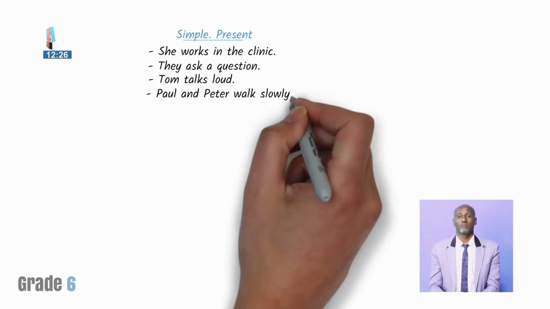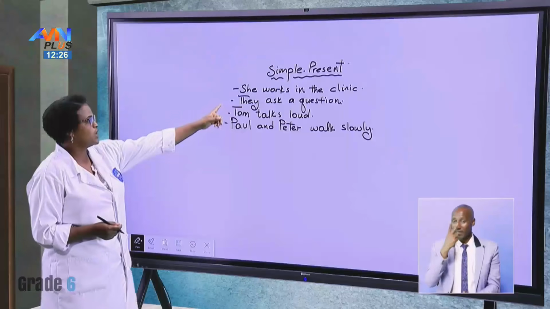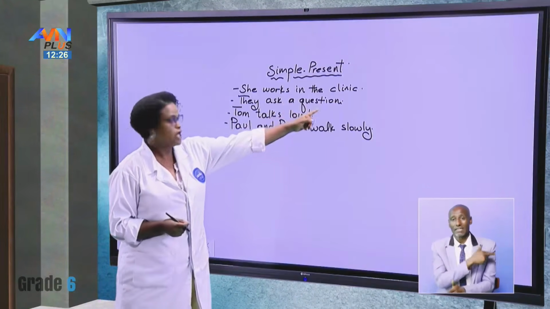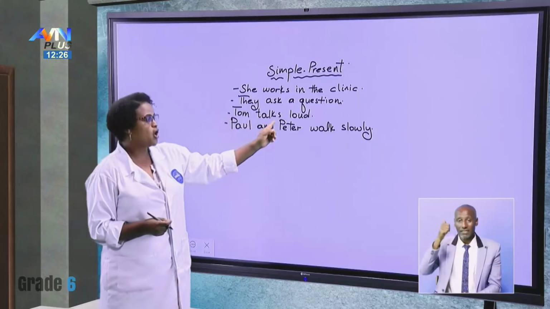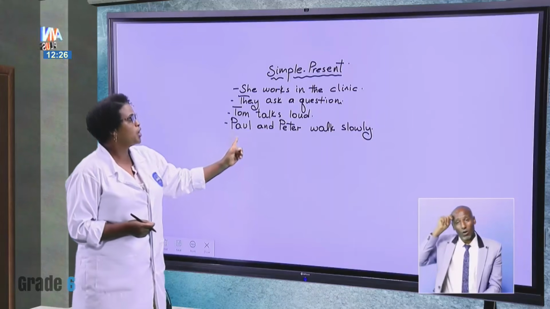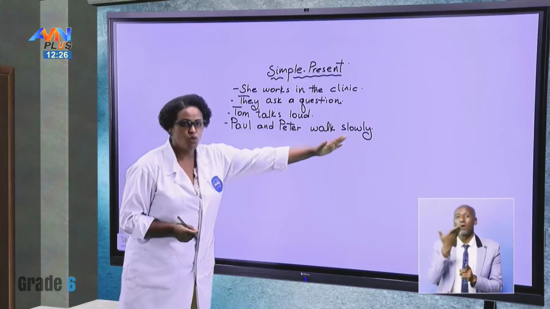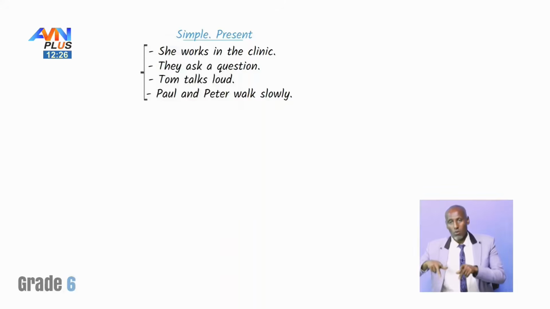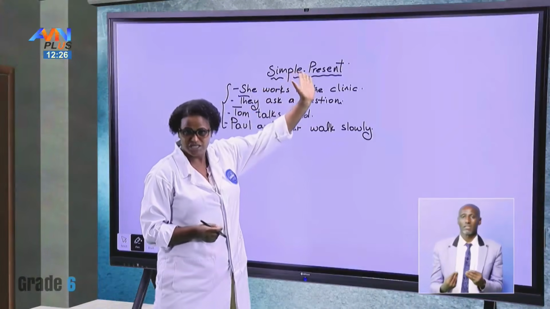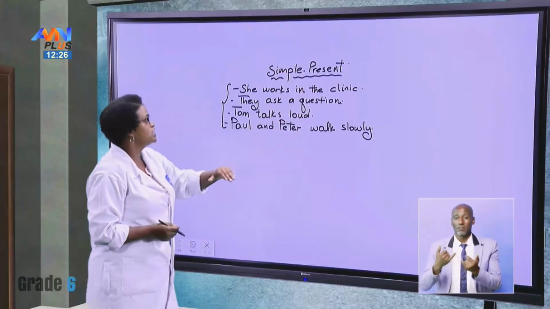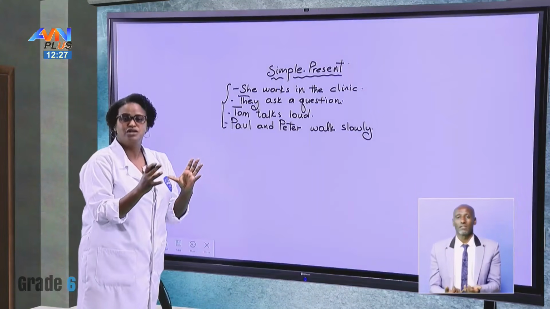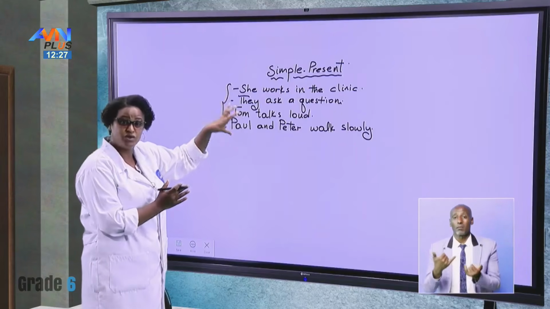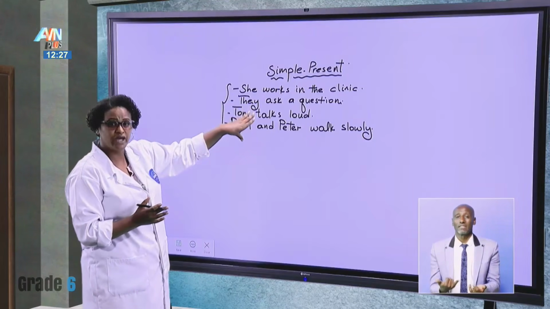All right, let us see these sentences. The first one, she works in the clinic. They ask a question. Tom talks loud. Paul and Peter walk slowly. These are sentences that are written on our first tense, which is simple present. All right? So, let's come up to the form of simple present, and we'll try to see some differences that we have on the verb, okay?